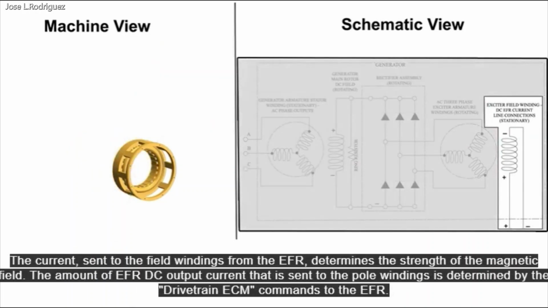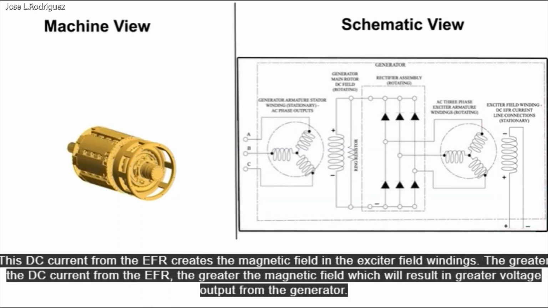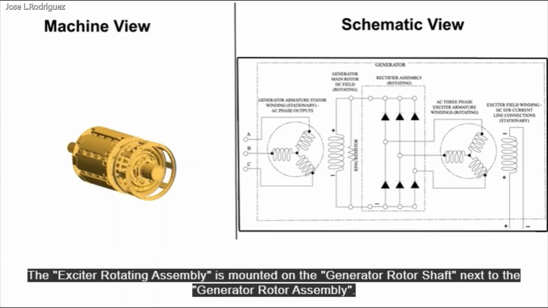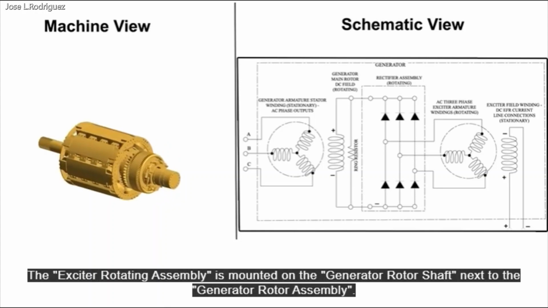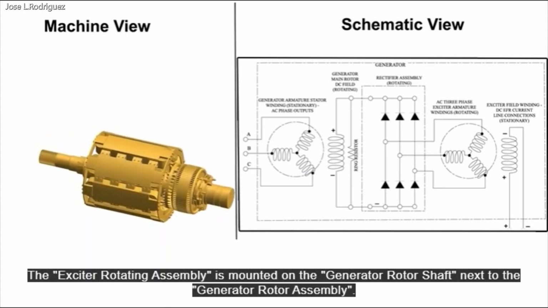The current sent to the field windings from the EFR determines the strength of the magnetic field. The amount of EFR DC output current that is sent to the pole windings is determined by the drivetrain ECM commands to the EFR. This DC current from the EFR creates the magnetic field in the exciter field windings. The greater the DC current from the EFR, the greater the magnetic field, which will result in greater voltage output from the generator. The exciter rotating assembly is mounted on the generator rotor shaft next to the generator rotor assembly.